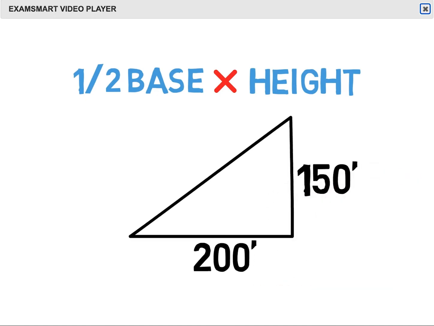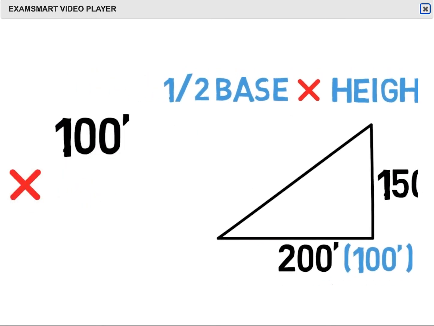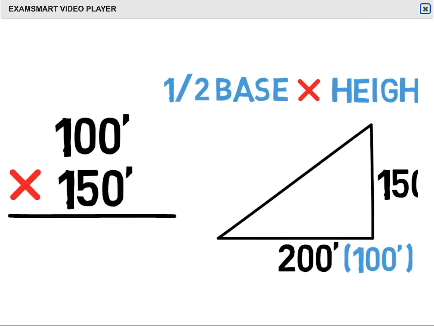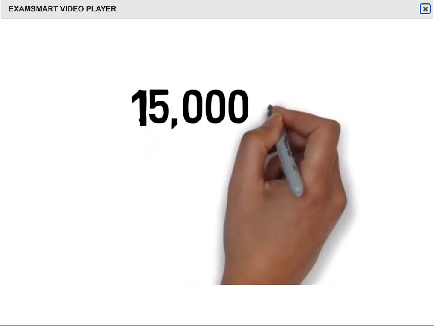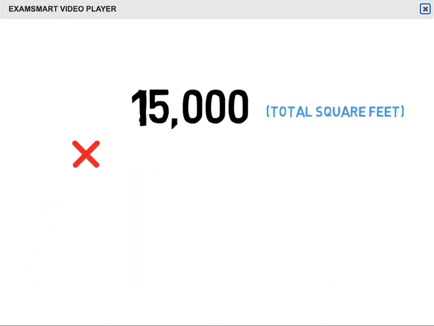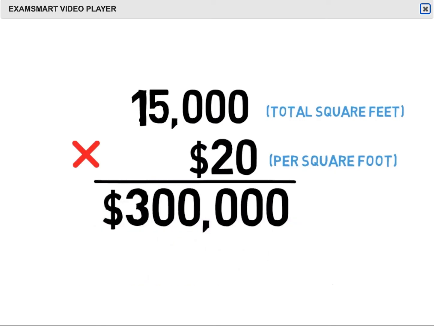So we need 1/2 of the base. So 200 feet, 1/2 of that, or divided by 2, would be 100 feet. So my base is now going to be 100 feet times the height, which is 150 feet. So 100 feet times 150 feet will give us 15,000 total square feet for this piece of land. The price is $20 per square foot. So to finish out, we would take 15,000 square feet times $20 per square foot to come up with the total purchase price of $300,000. So $300,000 would be our answer.